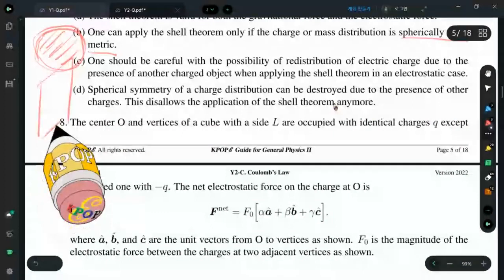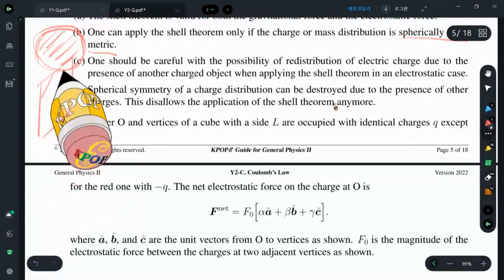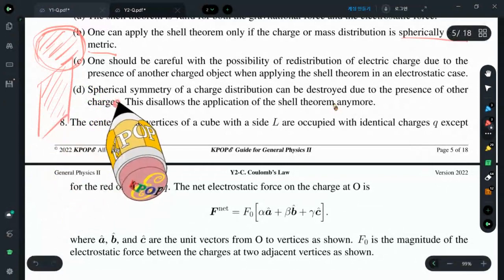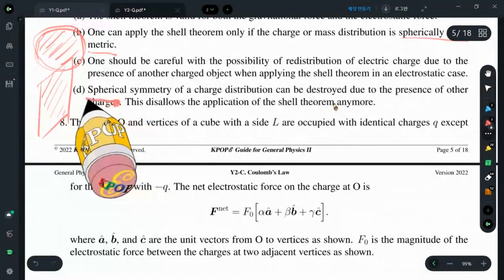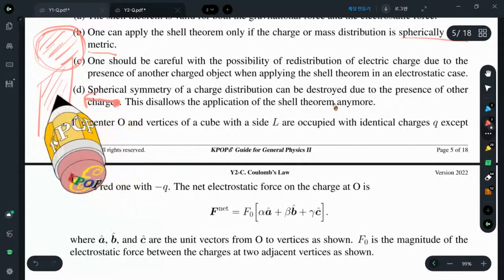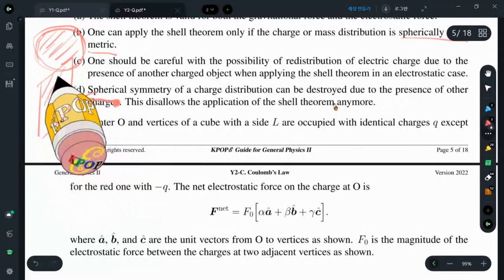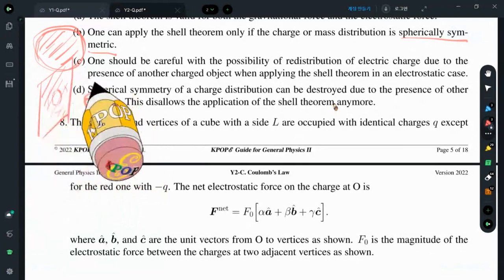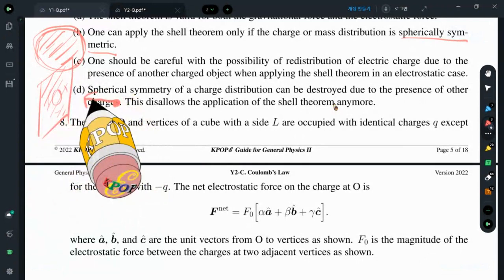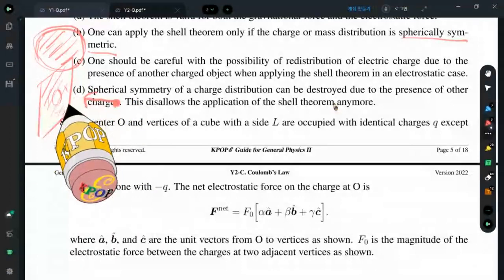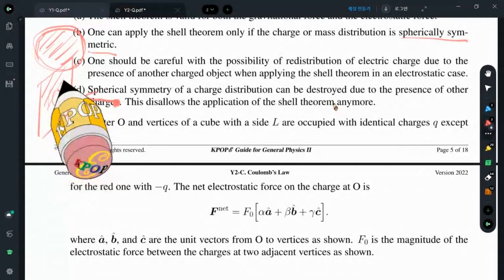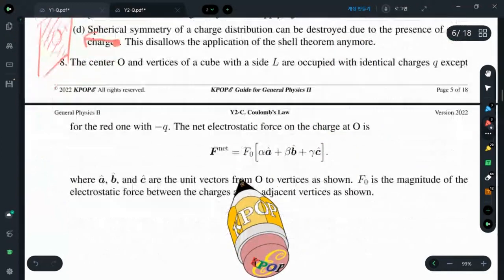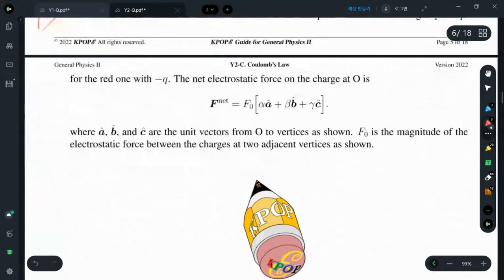Sure. For example, there is a conducting plate, and if a point charge is approaching, then induced charges will be created. Redistribution appears. So if there is such a status, then we cannot make use of the shell theorem.